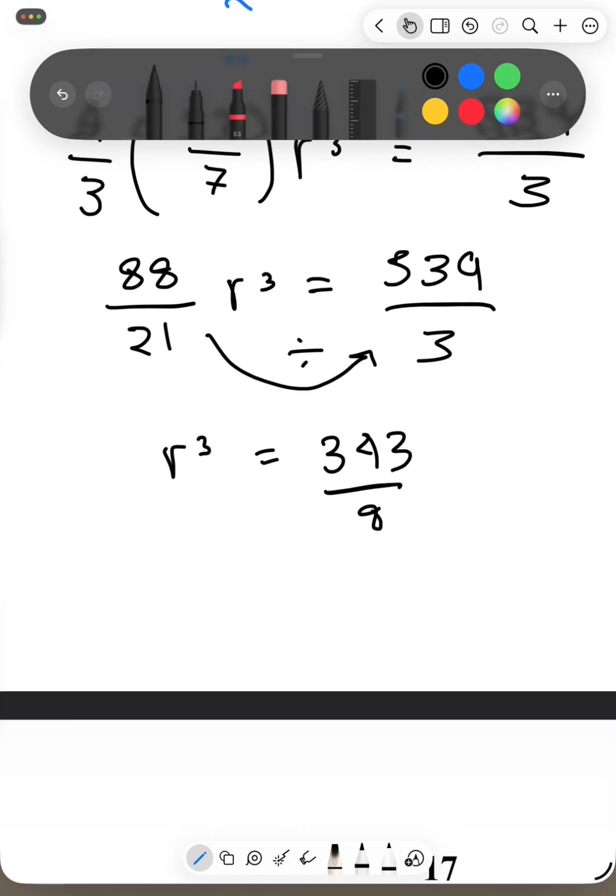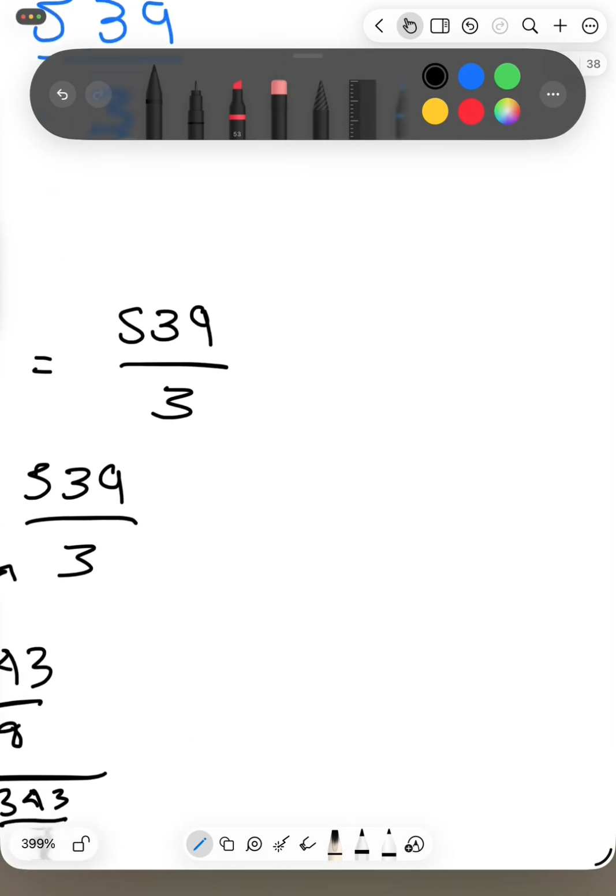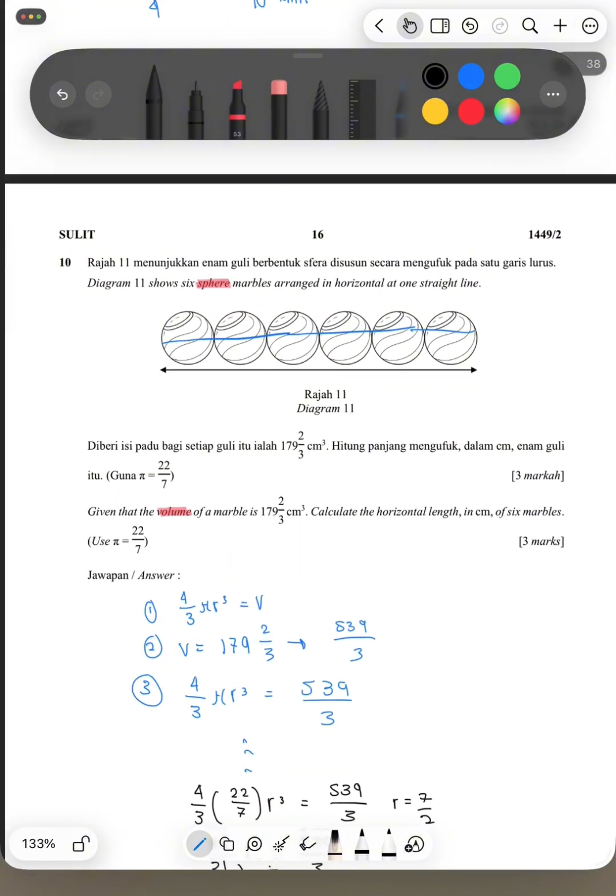Oops, I clicked wrong. Okay, now, this is r cubed. You bring it here, it becomes cube root. So r is equal to cube root of 343 over 8. Click on your calculator and you get r is equal to 7 over 2. But that's not your length.